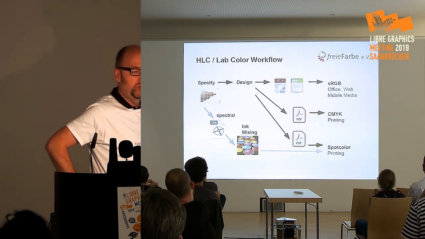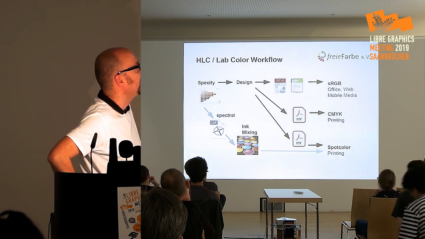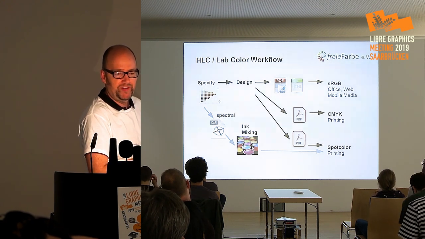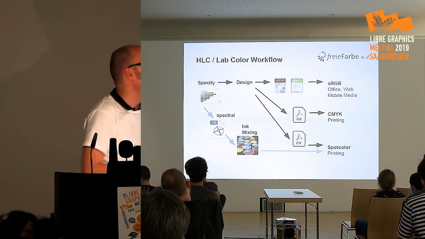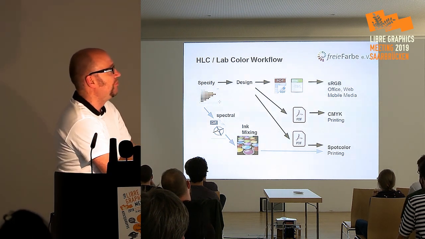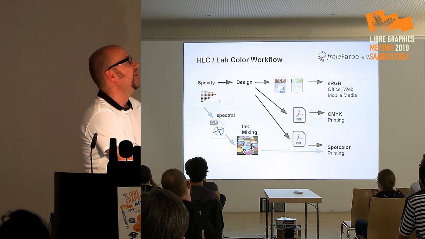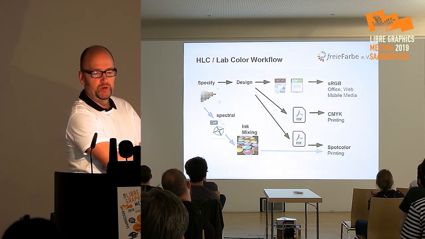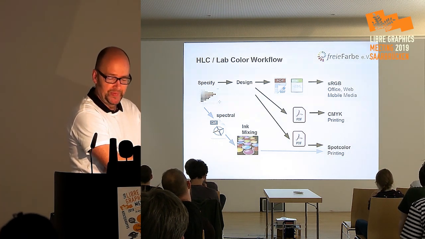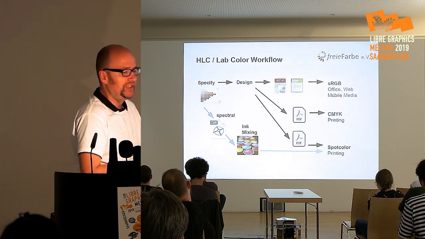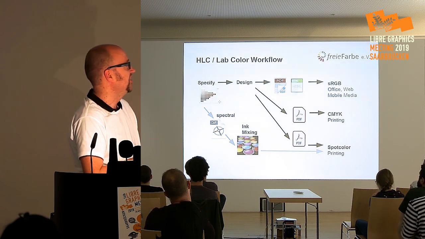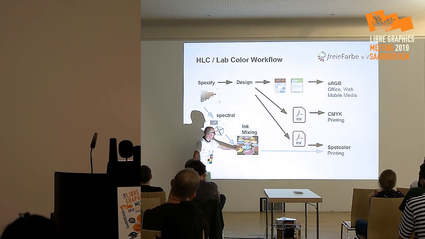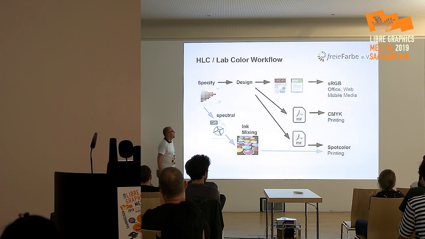we have the HLC color space for the general specification of color. In the design stage, if you're working for office, web, mobile media, you're converting these colors through color management profiles to sRGB. If you're going to CMYK for printing, you're converting through a CMYK output profile to your CMYK. And if you need an ink, our system provides the spectral data.